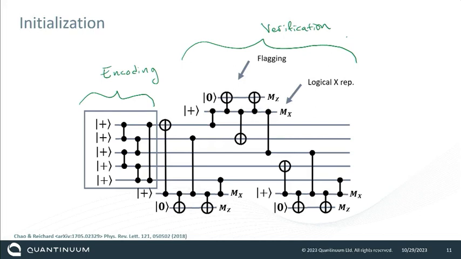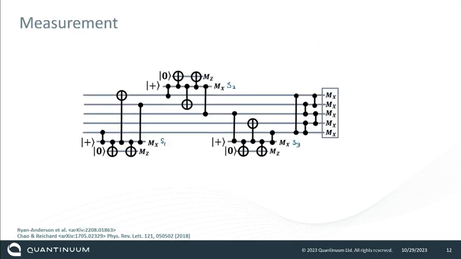To do fault-tolerant initialization, we use the scheme by Chow and Reichardt, in which you use the encoding circuit, and then similar to the Gato scheme, you measure different representations of the logical operator, and as soon as you see a non-trivial result, you know something's wrong. So you either post-select on that, or you do repeat until success like we did with the first Steane code paper.